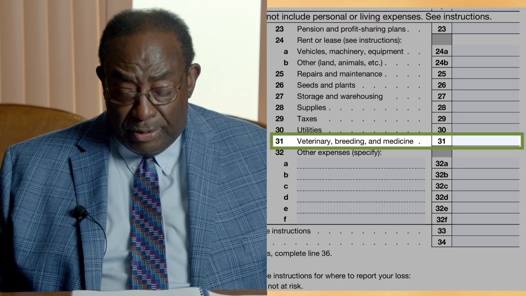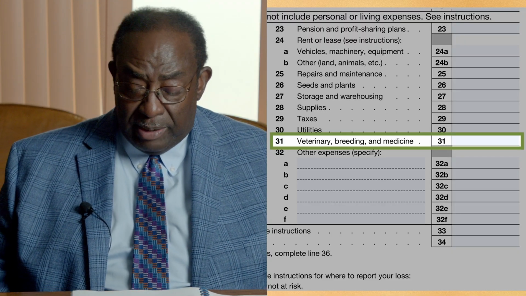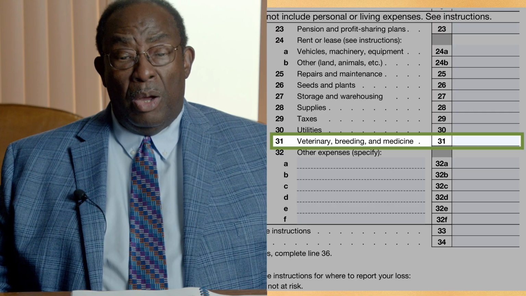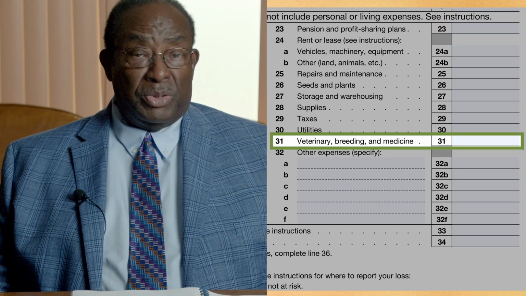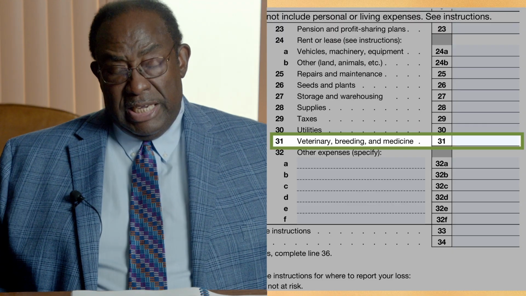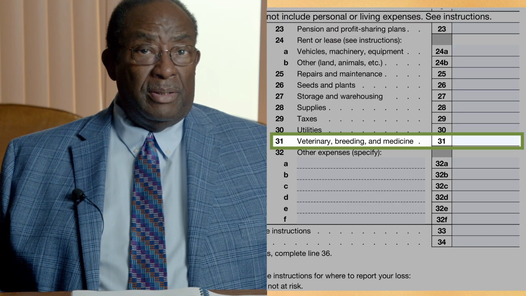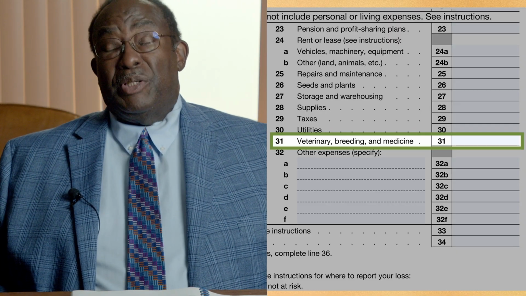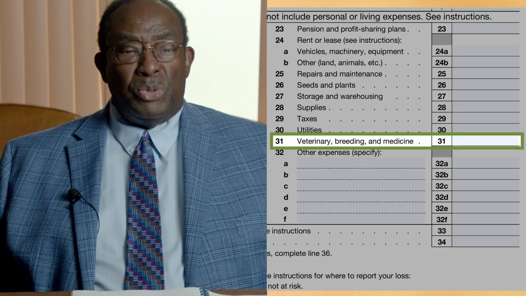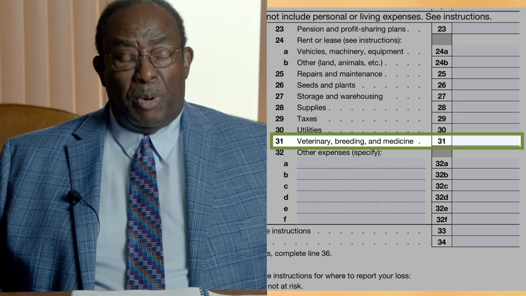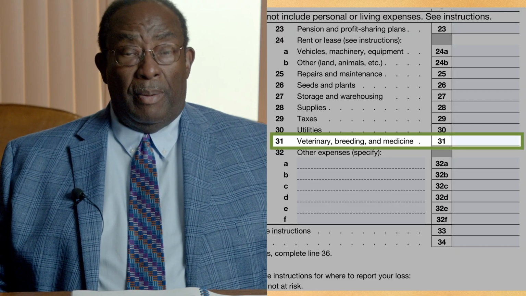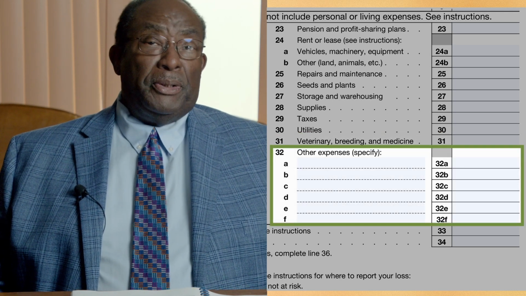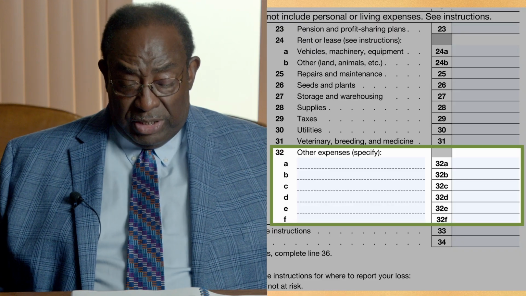All right, line 31 says veterinarian expenses, breeding, medicine. Sometimes if you're raising animals, you need to have a veterinarian come out and check what's going on. And sometimes we have to have a horticulturist come out and check out regular stuff in our vegetable growing. If we have a strange disease out there on plants, or a problem with our animals, we have to have veterinarians, experts in this area, come out and check it. Well, all those expenses go right there on line 31. All right? And finally, 32, the last item on the sheet.